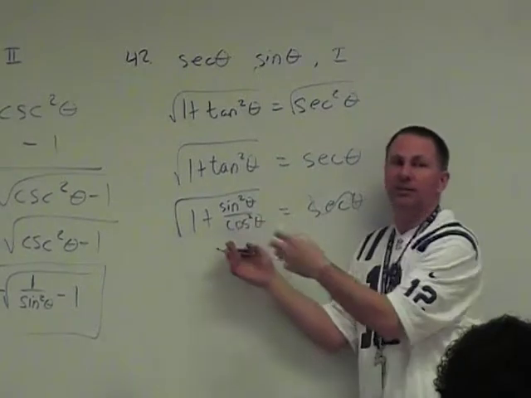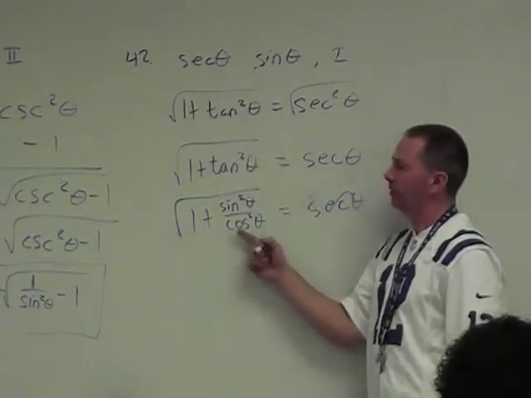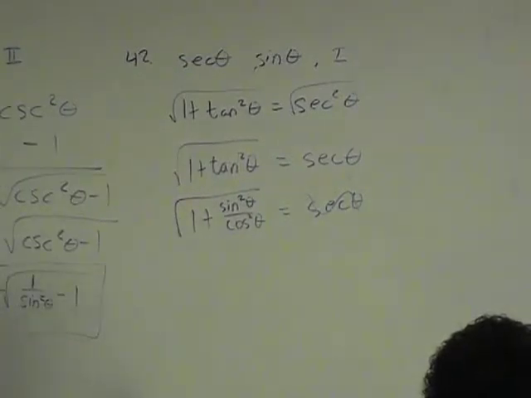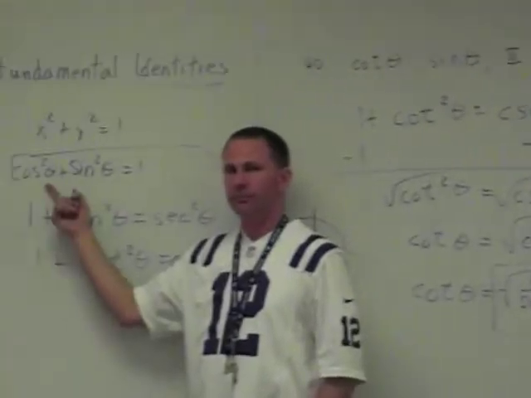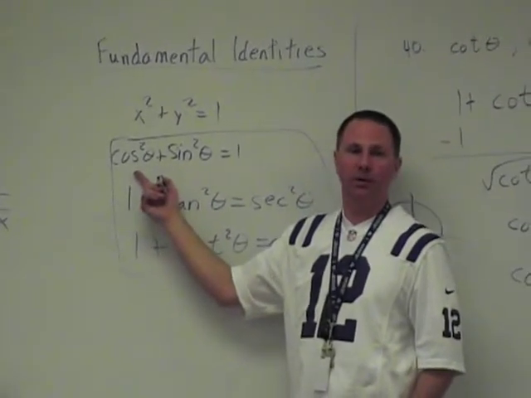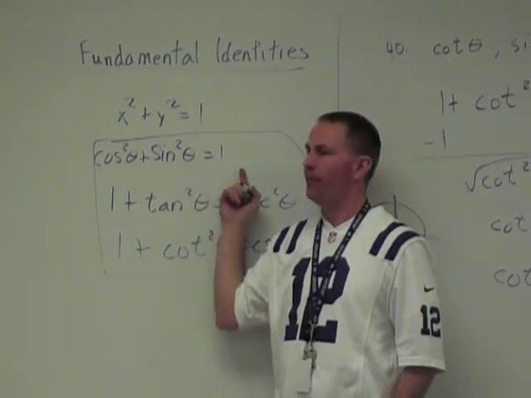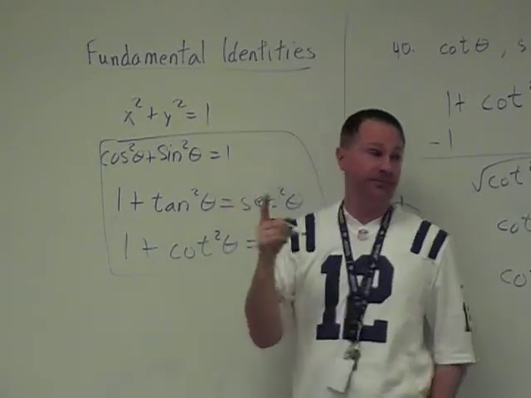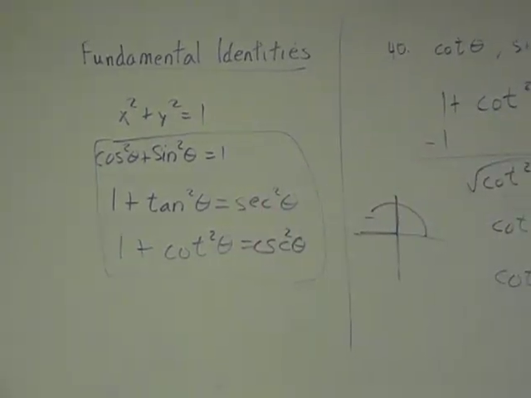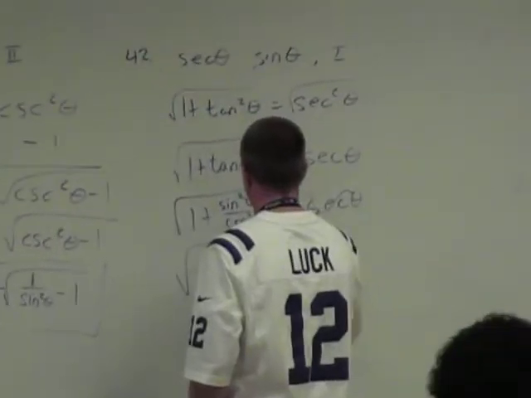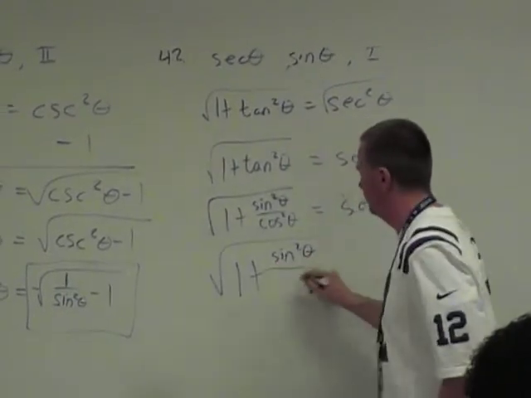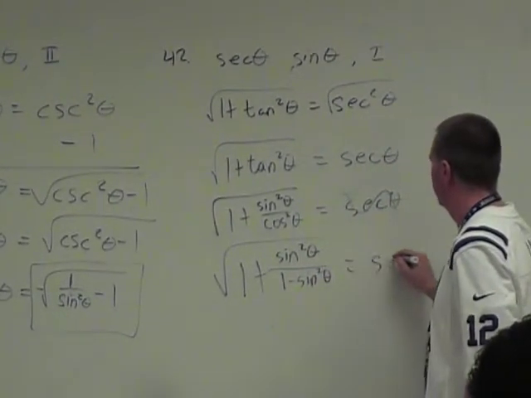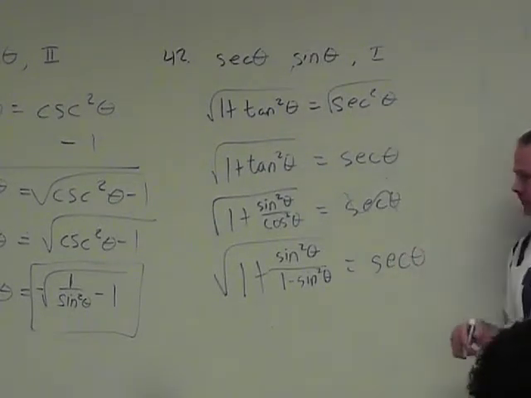Okay. Secant is equal to this, okay? What is secant equal to? But we want to get rid of the cosine squared. What do you know about cosine squared? What does the cosine squared equal? 1 minus the sine squared. Ta-da!